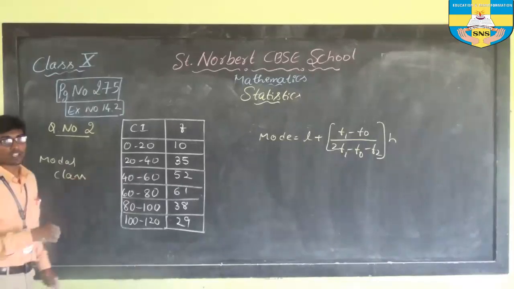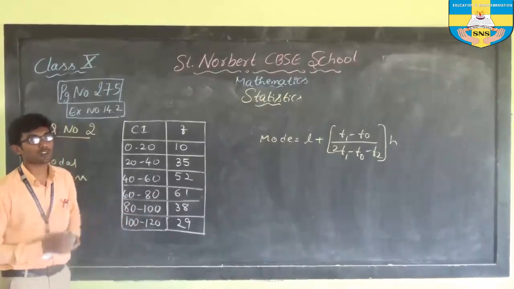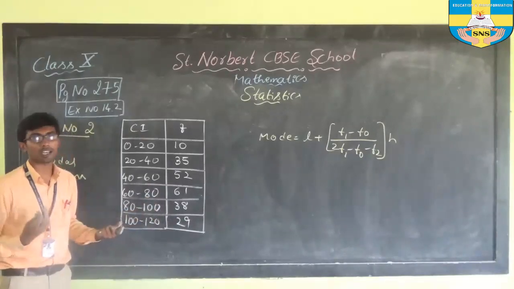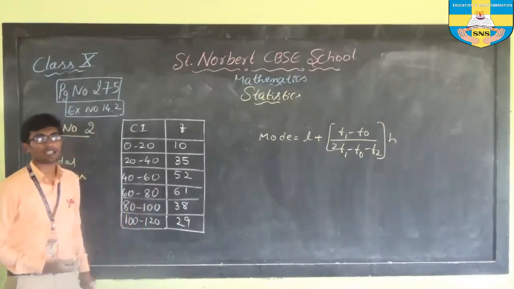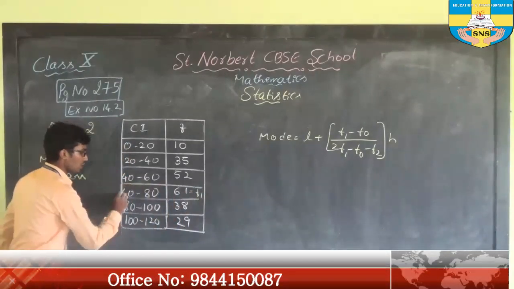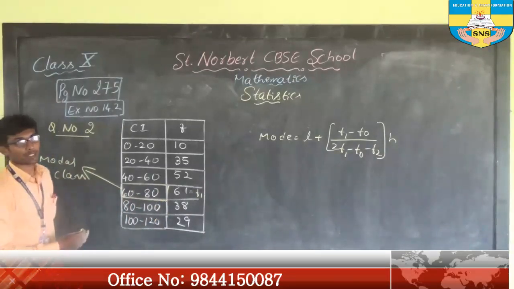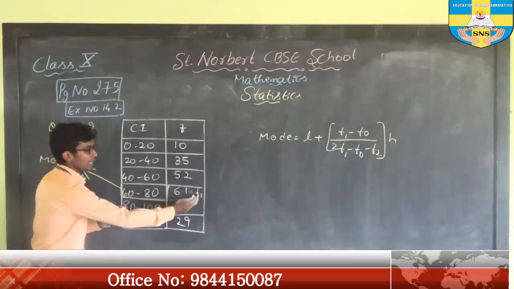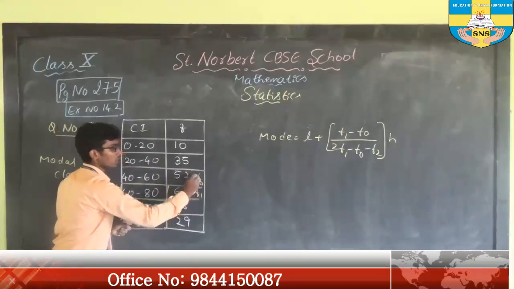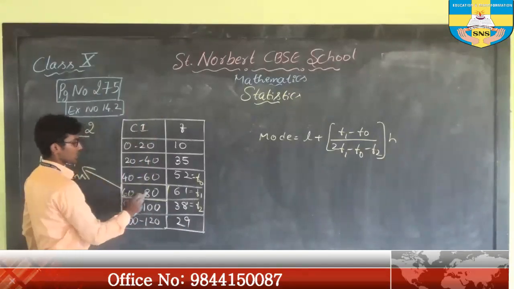To guess the modal class, we require the highest frequency. Look at this. Which is the highest frequency here? 10, 35, 52, 61, 38 and 29. Anybody can easily say 61 is the highest. If 61 is the highest, it should be F1 and this is the modal class. So the modal class for this problem will be 60 to 80. Give F1 for 61. The preceding or previous frequency is F0. The next, succeeding one will be F2. Okay, so the modal class is 60 to 80.